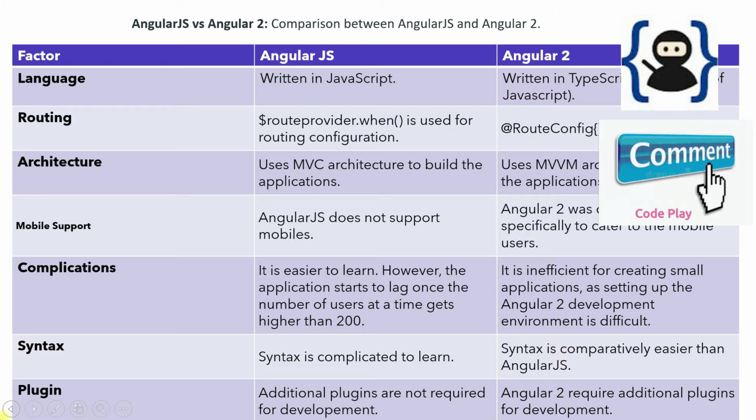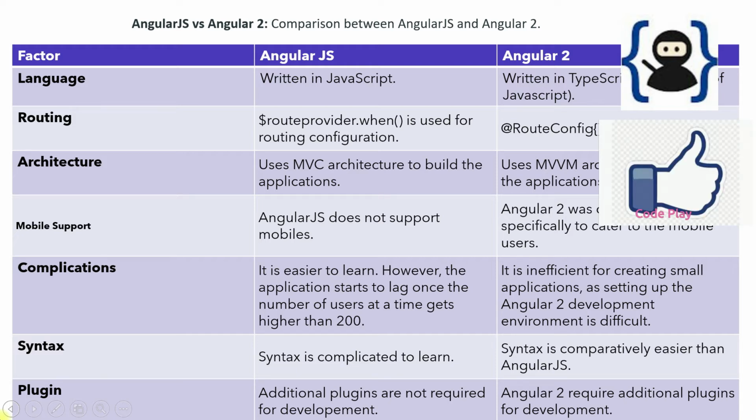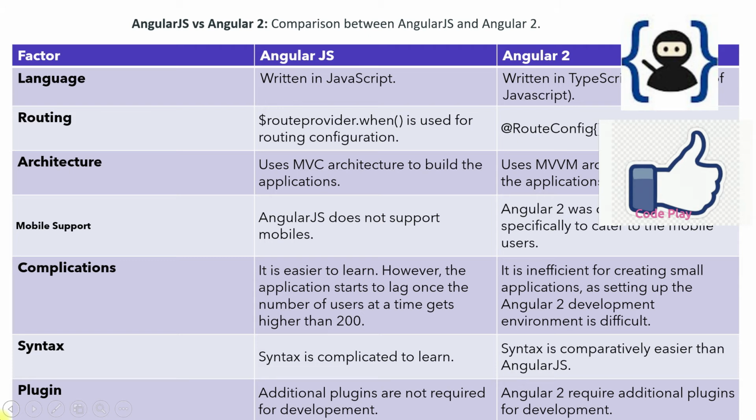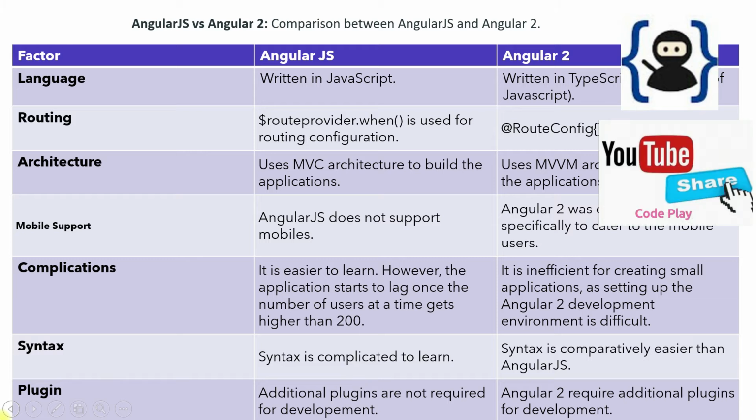Next, Angular versus Angular 2. Comparison between AngularJS and Angular 2. Factors: language. AngularJS is written in JavaScript, Angular 2 is written in TypeScript, a superset of JavaScript. Routing: in AngularJS, the route provider .when is used for routing configuration, but here you are directly using @RouteConfig for routing. Architecture: AngularJS uses MVC architecture, model view controller, whereas Angular 2 uses MVVM architecture. MVVM means model view view-model. Mobile support: AngularJS does not support mobiles. Angular 2 was developed especially to cater to the mobile user, because when we use it inside mobile, it will work as mobile.